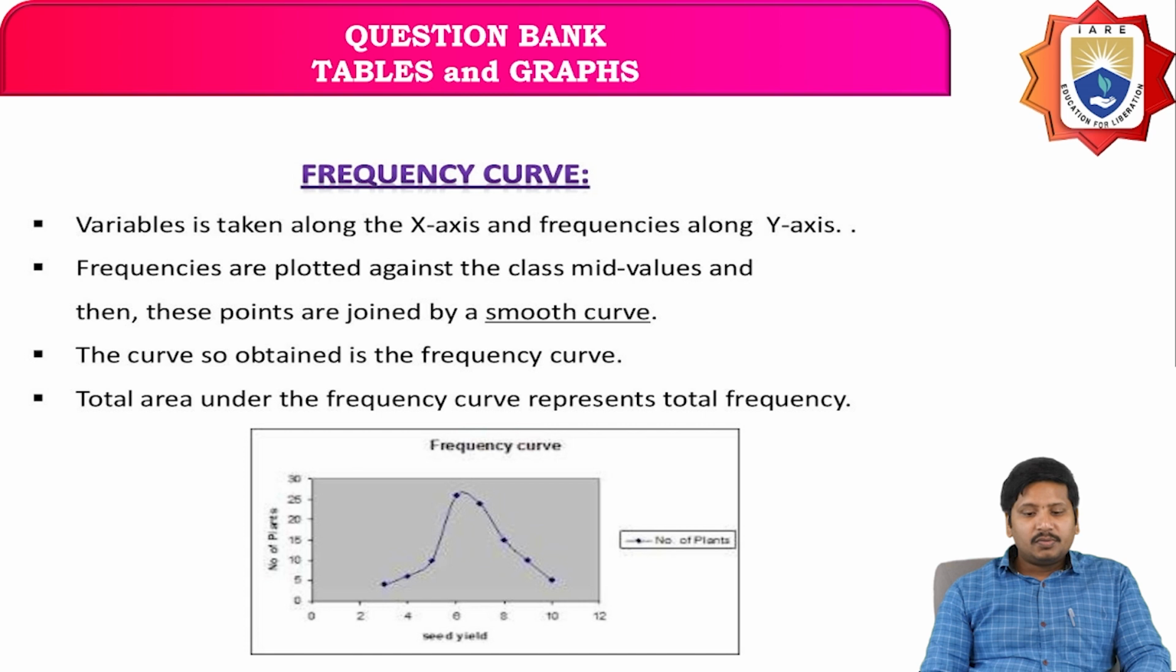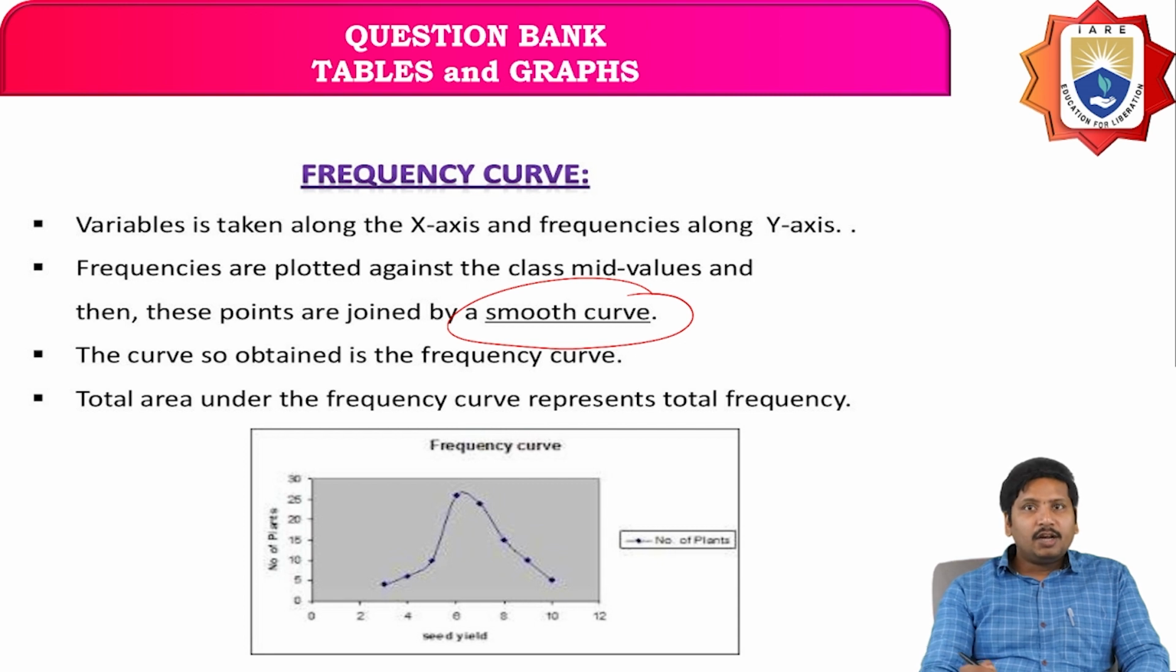And the frequency curve. This frequency curve can be constructed once the histogram is constructed, and the variables and the frequencies should be taken on the x and y axes. The frequencies are plotted against the mid values, and these points are joined by a smooth curve, which is called the frequency curve.